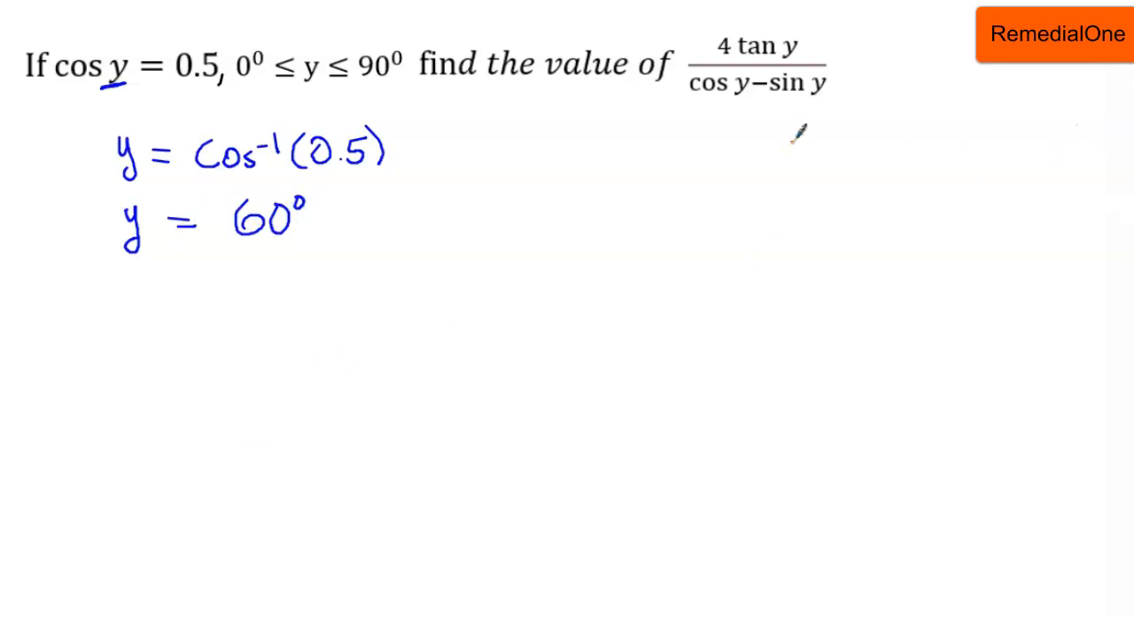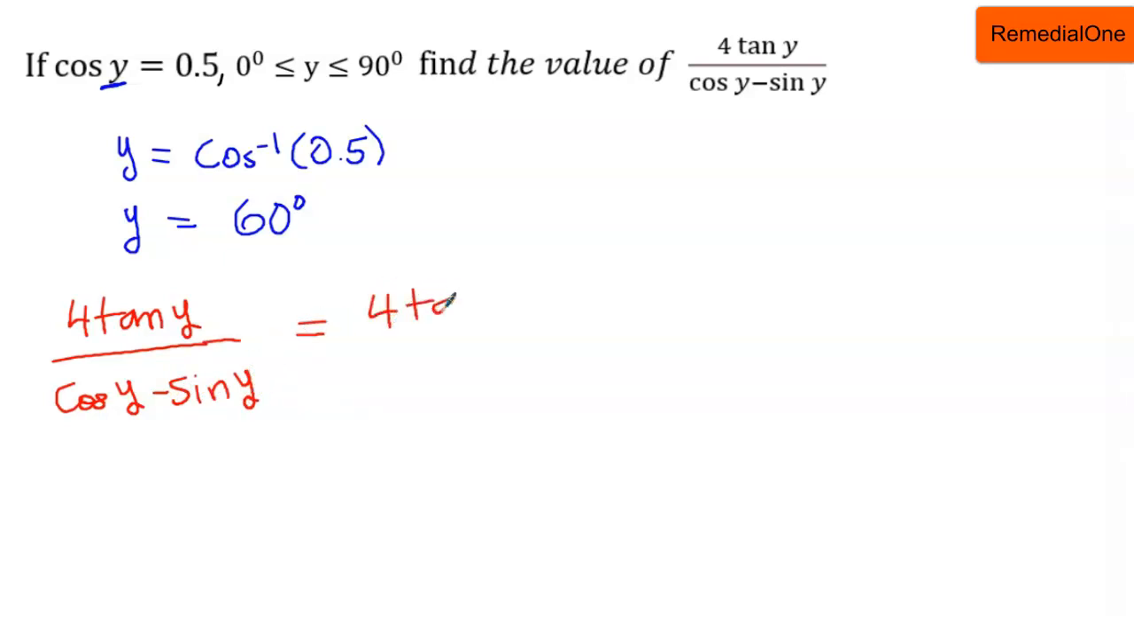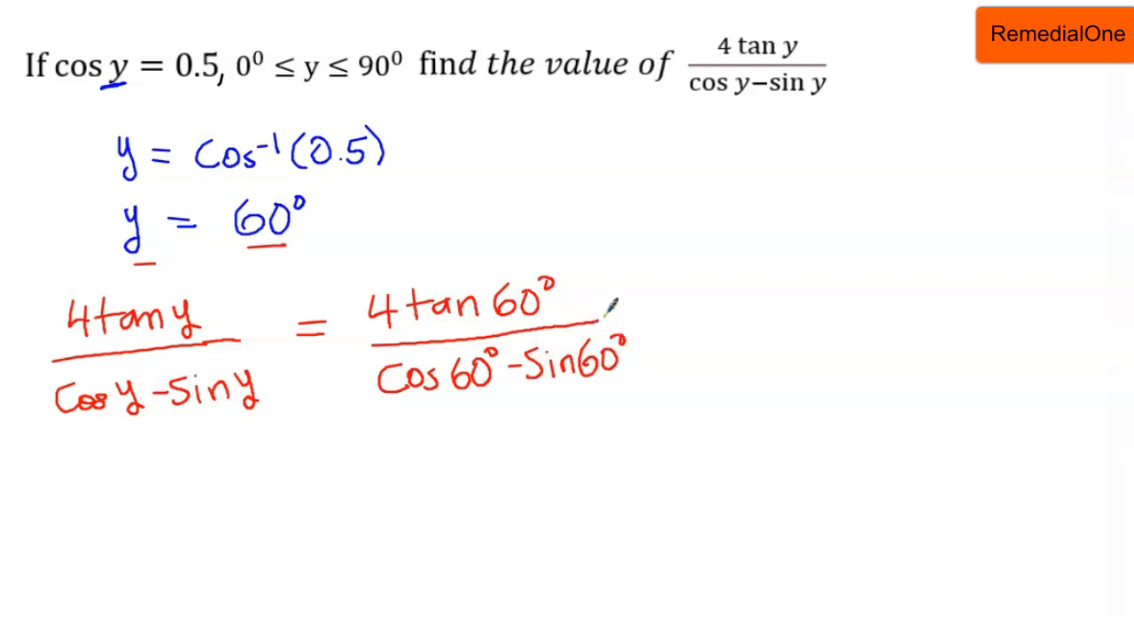Now we can go ahead and plug in. So this implies that 4 tan y, all over cos y minus sine y, is equal to 4 tan 60 over cos 60 minus sine 60. So we are replacing the y with the 60. Here you don't need to draw the triangle and then find your sides.